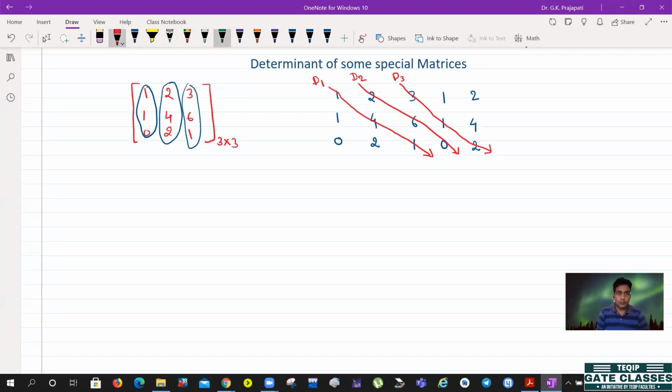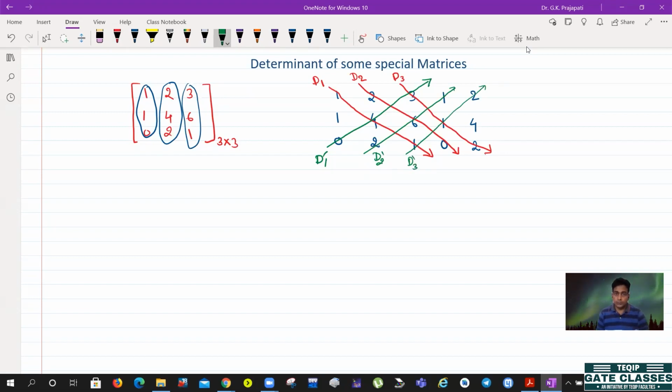Now we make another diagonal from the bottom of the left side, here 0, 4, and 3, and we call it D1 prime, then 2, 6, 1, D2 prime, and from 1, 1, and 2, and we call it D3 prime.